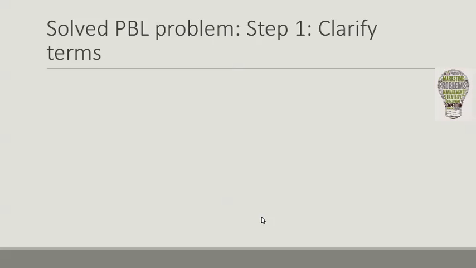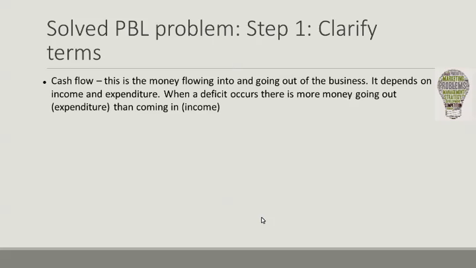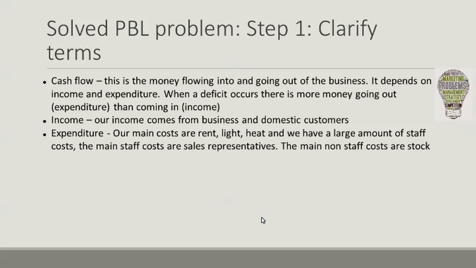Step 1, Clarify the terms. Cash flow. This is the money flowing into and going out of the business. It depends on income and expenditure. When a deficit occurs, there is more money going out, expenditure, than coming in, income. Income. Our income comes from business and domestic customers. Expenditure. Our main costs are rent, light, heat, and we have a large amount of staff costs. The main staff costs are sales representatives. The main non-staff costs are stock.